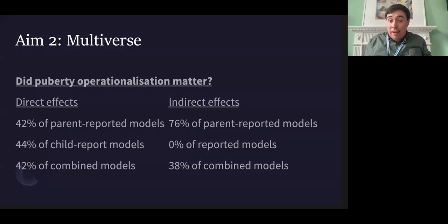In terms of the indirect effect, how you operationalize puberty really matters, because for the parent-reported models, 76% of the time you found a significant indirect effect. Sorry, I should say 0% of child-reported models did you find an indirect effect, and 38% of the time when they're combined. That's a stark difference depending on whether you use parent or child reports of puberty as your mediator.